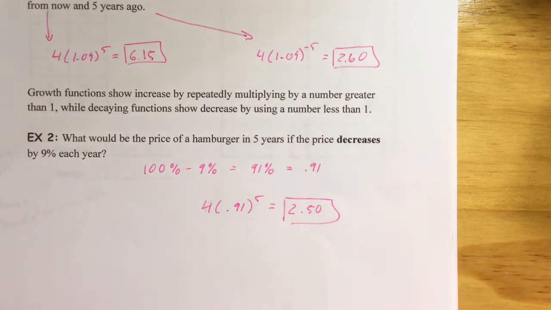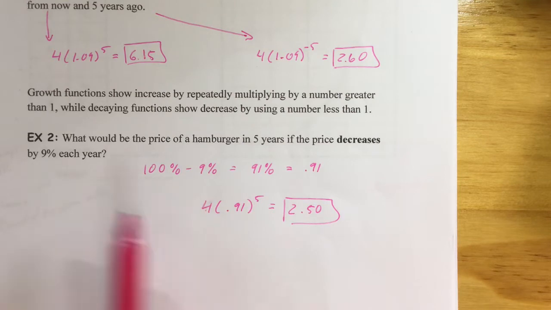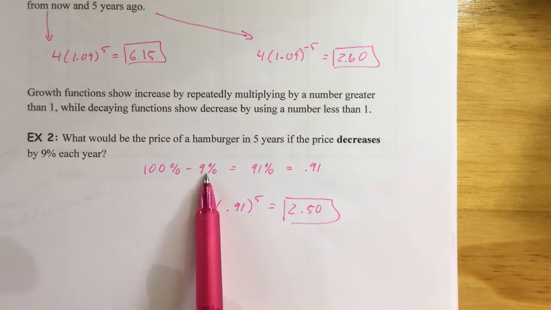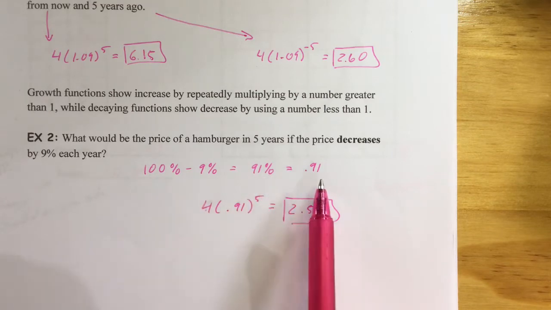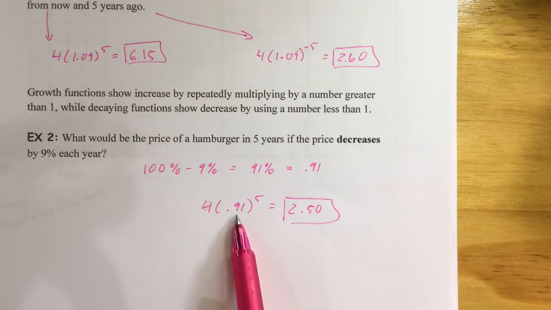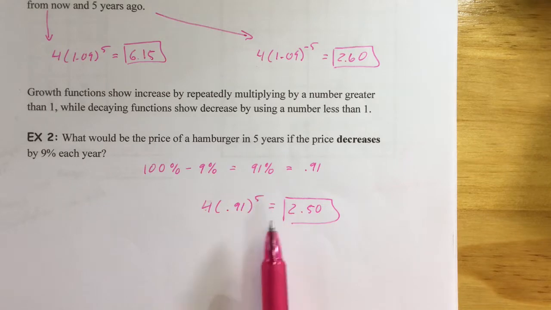Example 2 is going to give you that other version of, okay, what if we define something as decreasing? So if the price of the hamburger is actually decreasing by 9%, that's when you can use this base here. So I take 100%, I subtract 9, get 91, which is going to give me 0.91. And if I have it defined as decreasing by 9%, you can still go forwards in time, and you can even go backwards in time and find out what it used to be worth 5 years ago, even though it's decreasing.